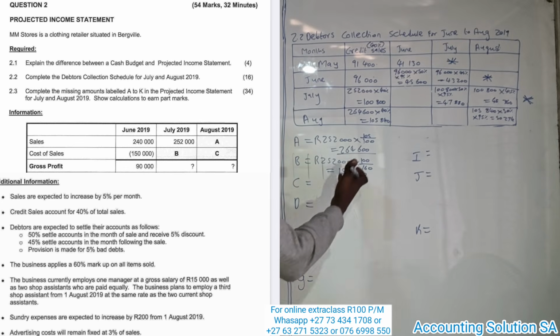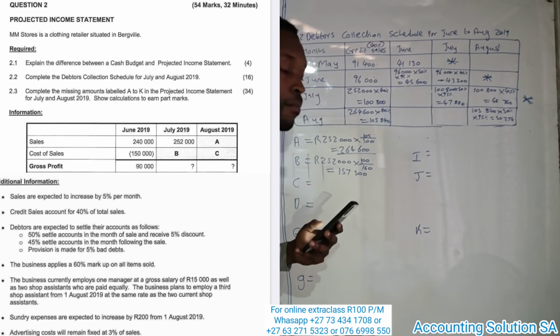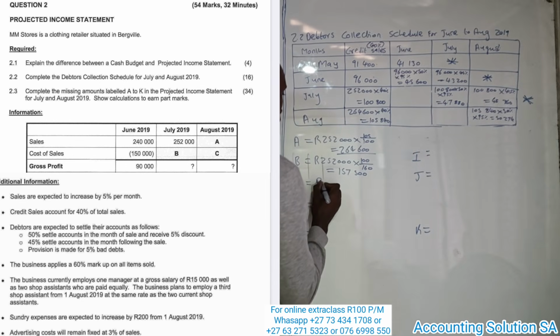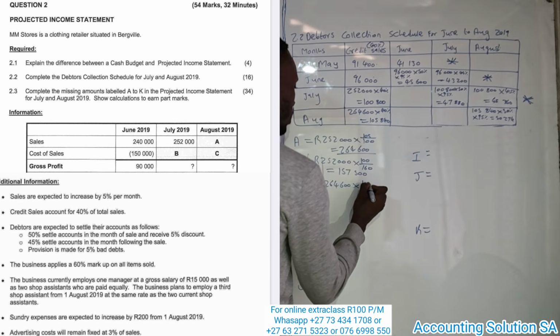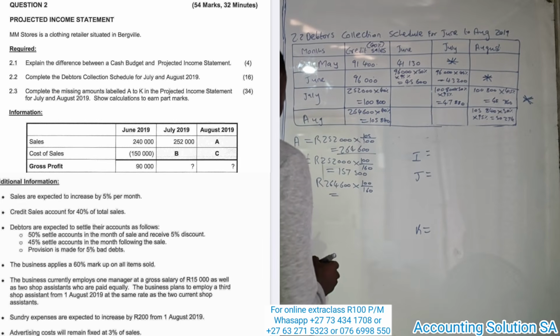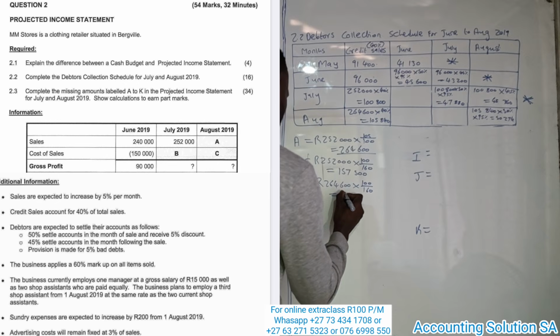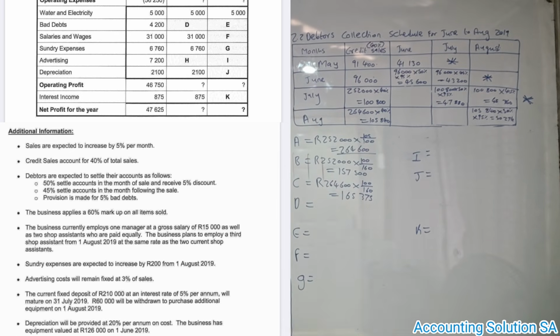Okay, number C, they are looking for what we call cost of sales for August. Because we have a sales for August that we calculated under number A, it's going to be simple. 264,600, and we apply the same thing, 100 over 160, and we're gonna get 165,375. Simple.